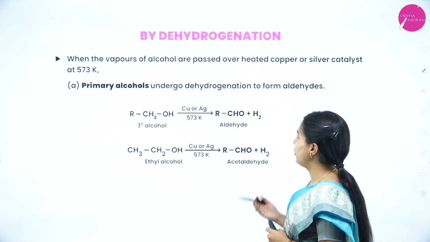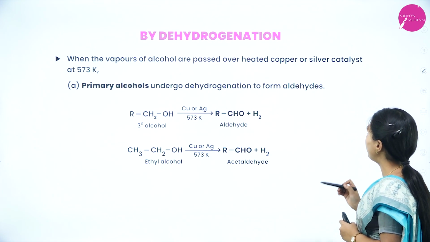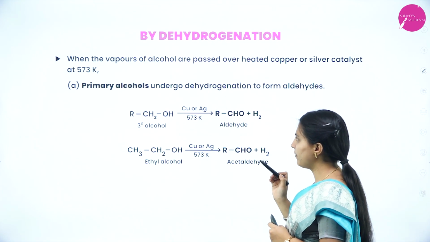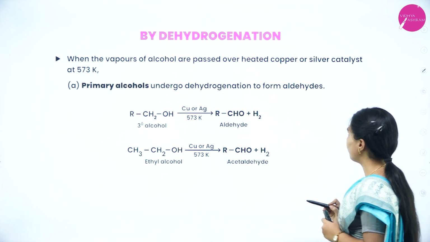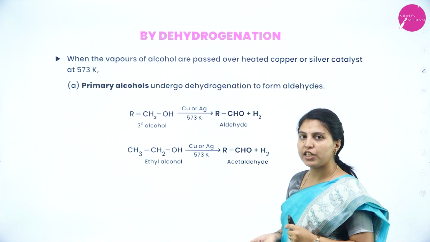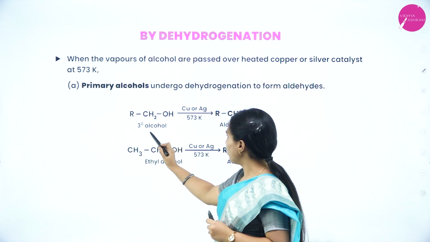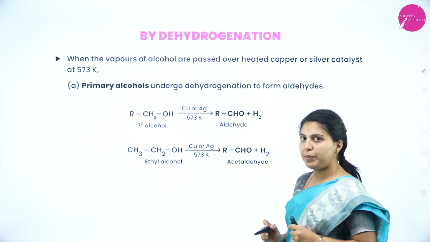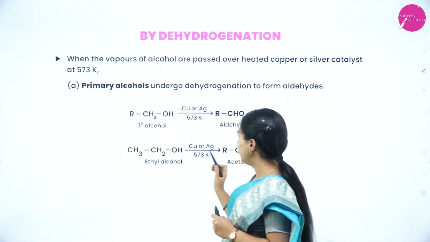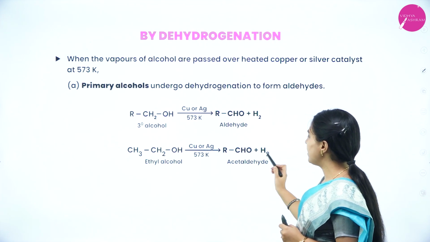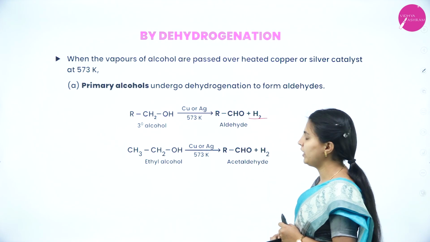And by dehydrogenation, when the vapors of alcohol are passed over heated copper or silver catalyst at 573 Kelvin, primary alcohols undergo dehydrogenation to form aldehydes. Dehydrogenation means hydrogen will be removed. Here, primary alcohol, when treated with copper or silver catalyst, aldehyde will be formed. Ethyl alcohol, under the same conditions, forms acetaldehyde. See, hydrogen is removed.